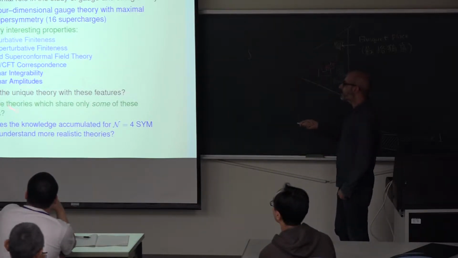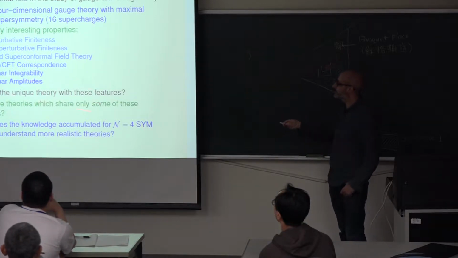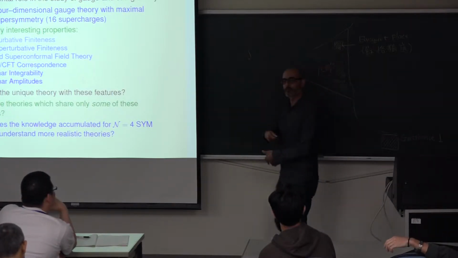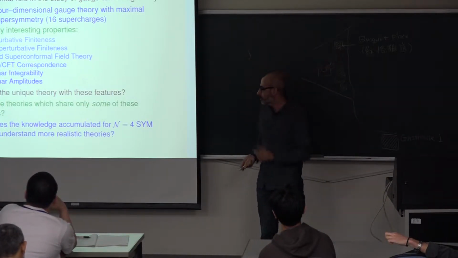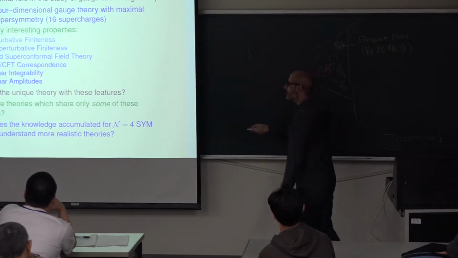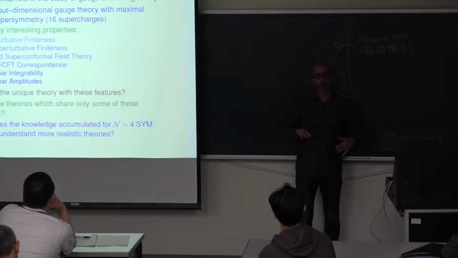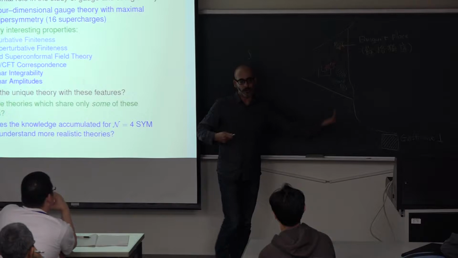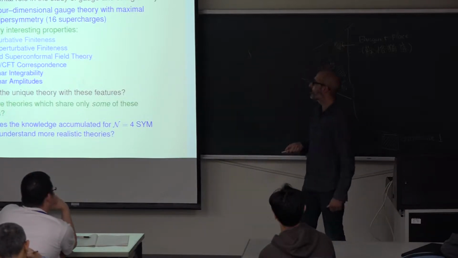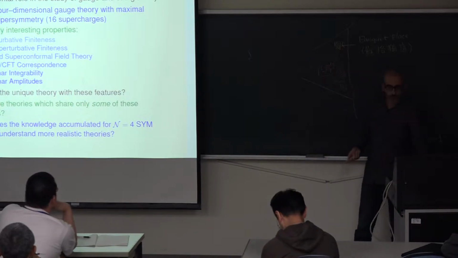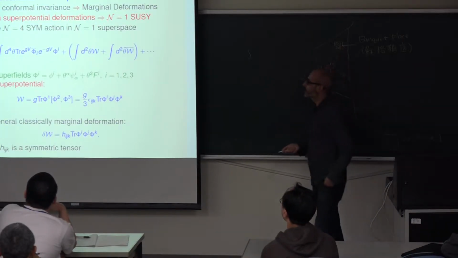So the question is, is it a unique theory with all of these features? Well, that's probably yes. But are there other theories which perhaps share some of these features, but not some other ones of these features? So the main motivation of what I'm going to discuss is how does this knowledge that we've accumulated for the N=4 theory, and in particular in the context of integrability, which is somehow where I come from, help to understand more realistic theories? Okay, so similar motivation to what Kostas discussed earlier.